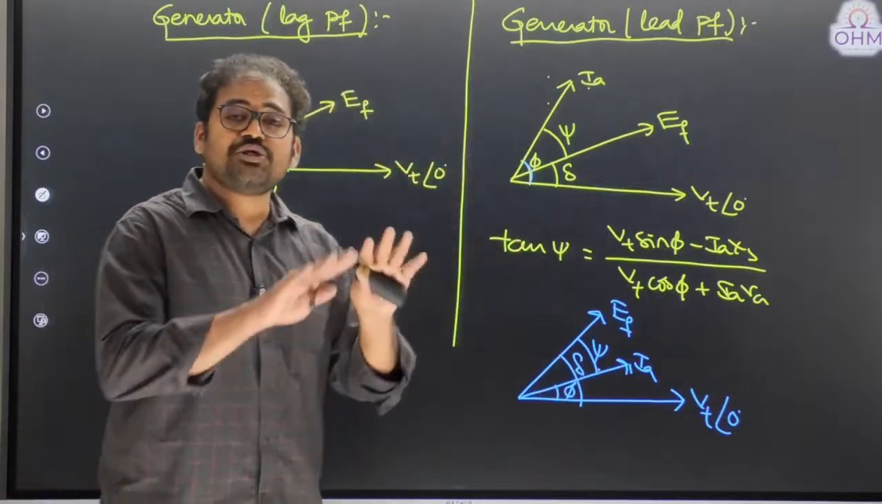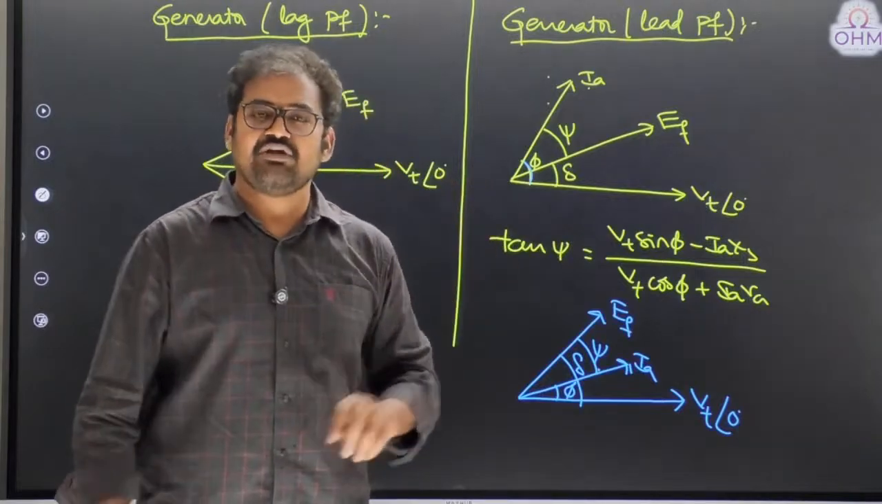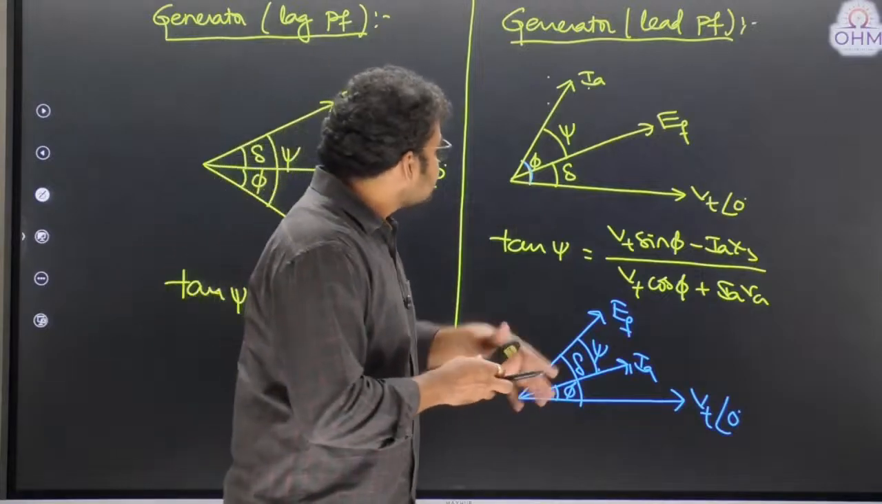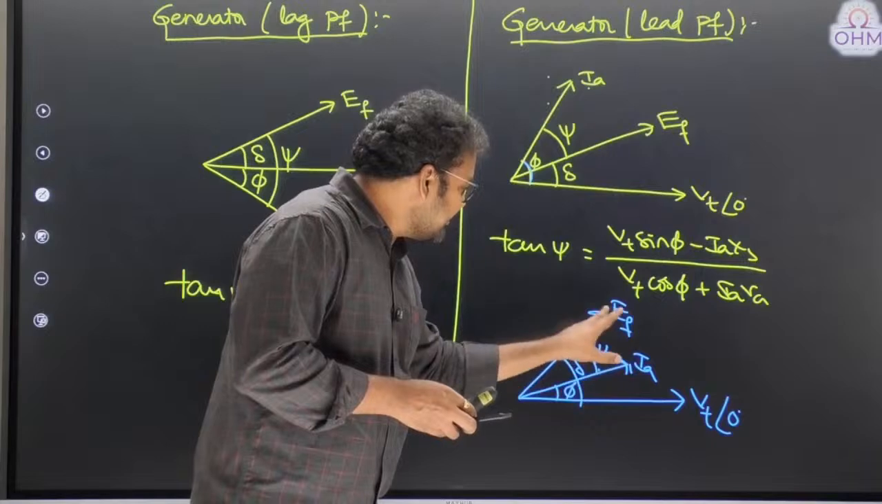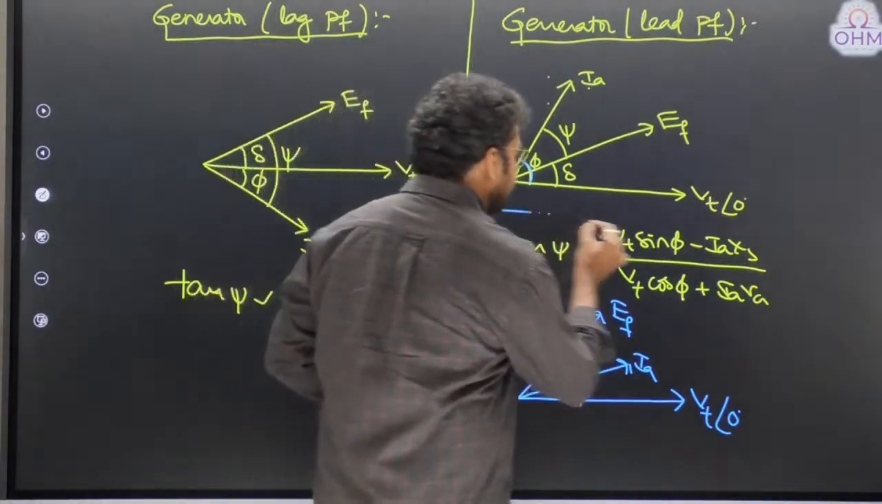So how do you recognize which is correct out of these two in a given problem? When a numerical question is given, how do you know whether the armature current is leading both EMFs or it is only leading VT and lagging EF? How do you recognize? Very simple. You calculate this tan psi formula.